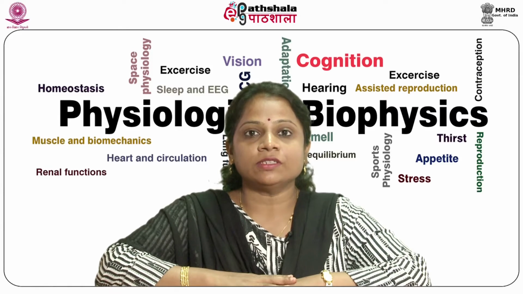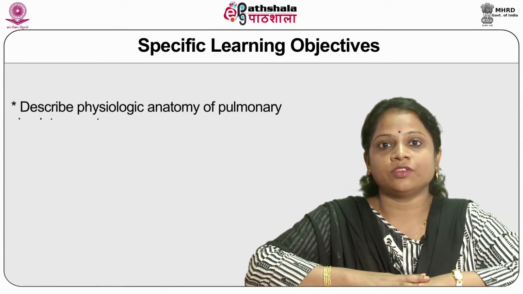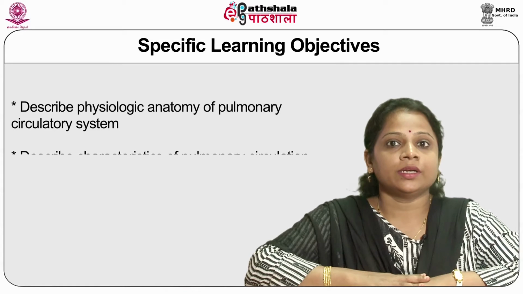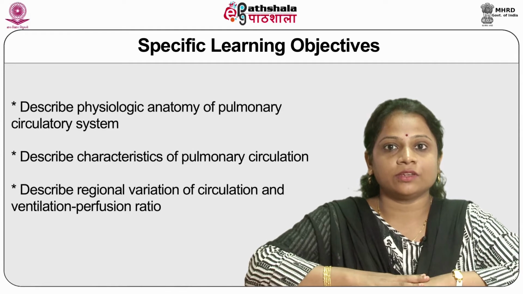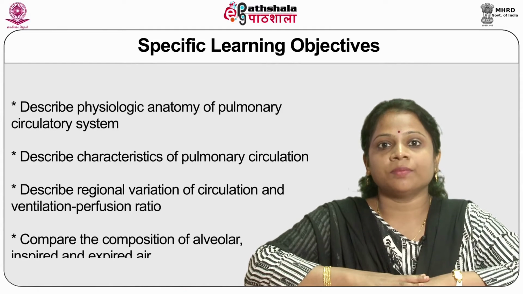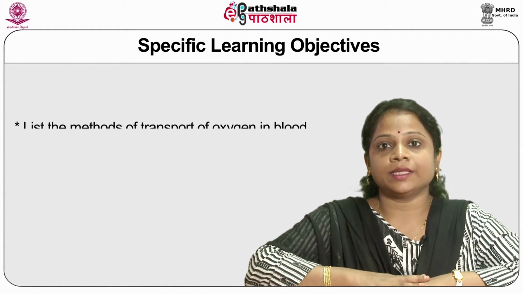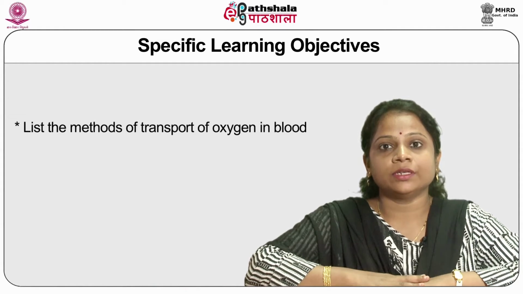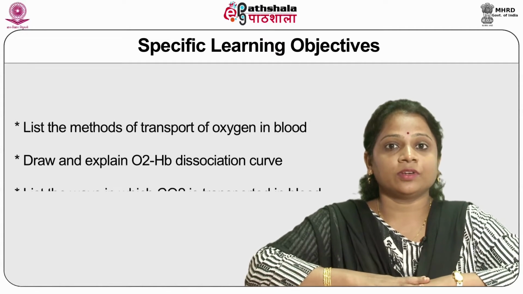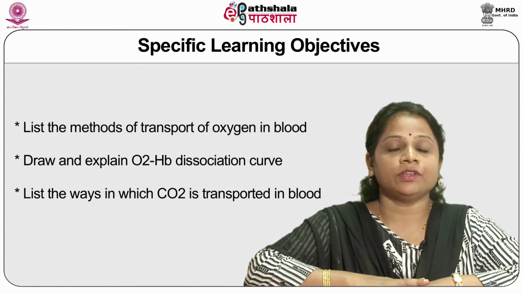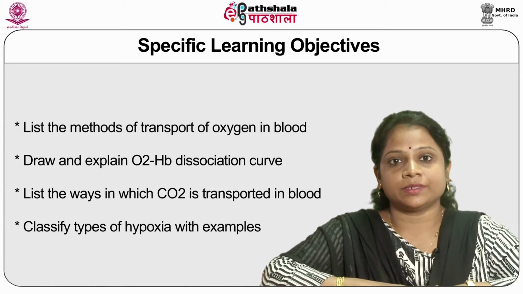The specific learning objectives for this module are: at the end of this lecture, students should be able to describe the physiologic anatomy of the pulmonary circulatory system, describe characteristics of pulmonary circulation, describe regional variation of circulation and ventilation perfusion ratio, compare the composition of alveolar air, inspired and expired air, list the methods of transport of oxygen in blood, draw and explain the oxygen hemoglobin dissociation curve. Other objectives are: list the ways in which CO2 is transported in blood and classify types of hypoxia with examples.